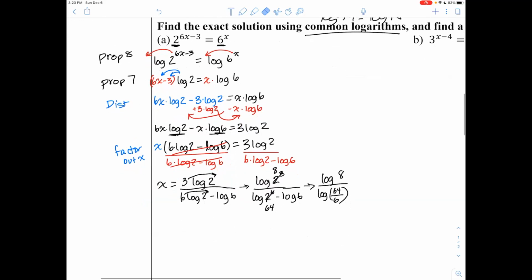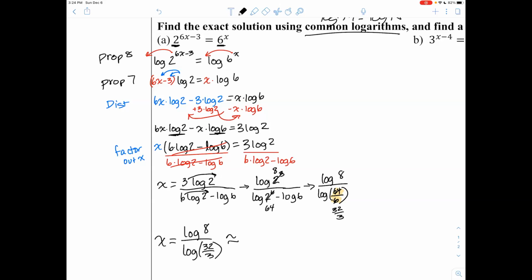All right. So let me continue to simplify this. Now that we're bringing it back, I want to simplify that fraction there because I actually can divide 2 into both of those. And so that would be 32 thirds. And so my final answer here in exact form would be the log of 8 over the log of 32 thirds. And then I'm going to plug this into my calculator.